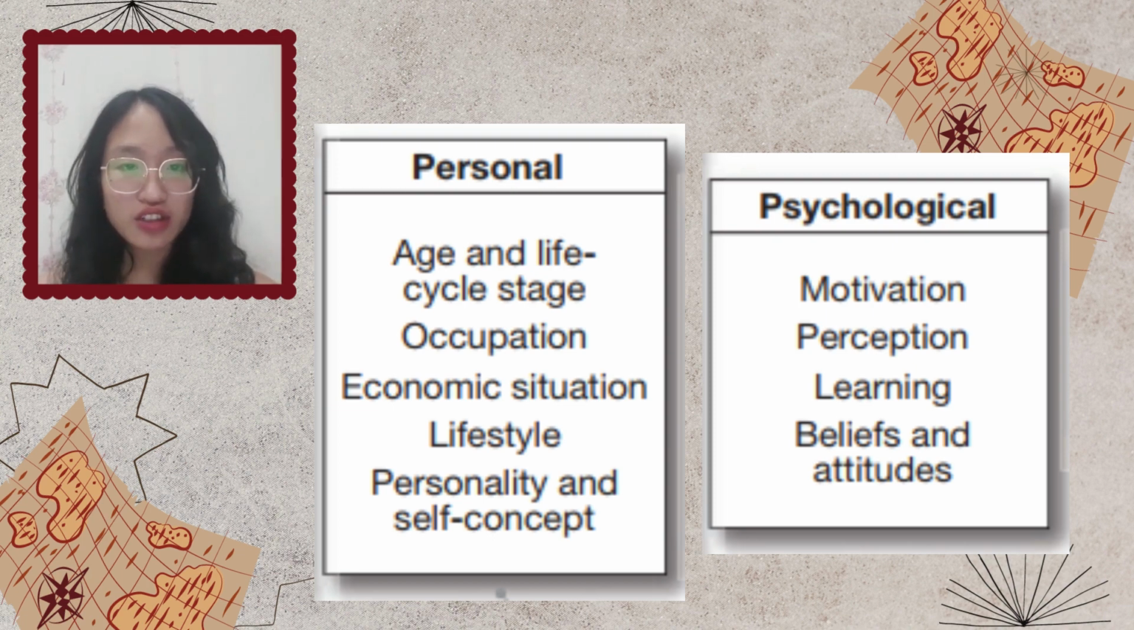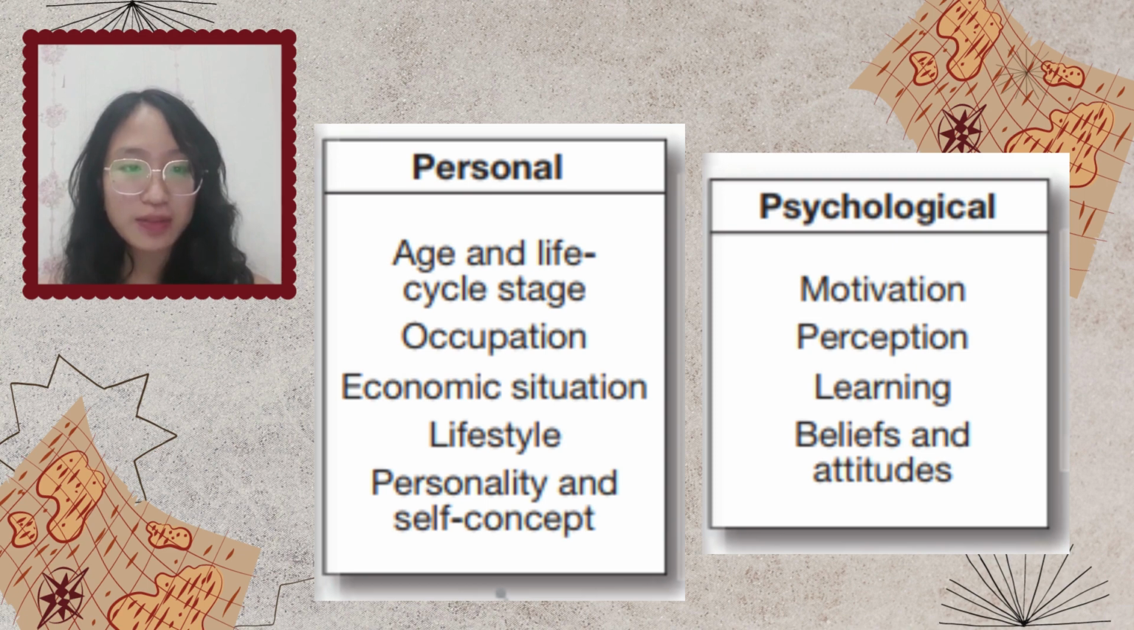When it comes to psychological factors, a person's buying choices are further influenced by four major psychological factors: motivation, perception, learning, and belief and attitude. A motive is a need that is sufficiently pressing to direct the person to seek satisfaction.